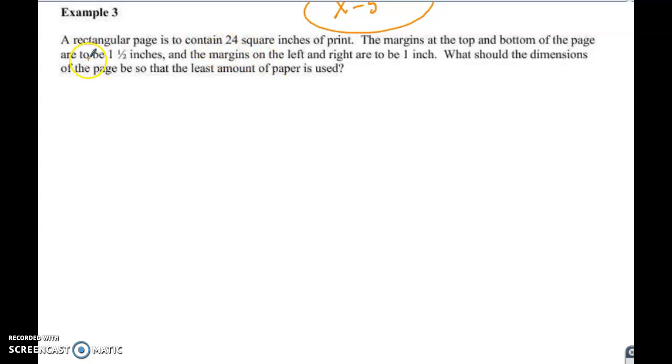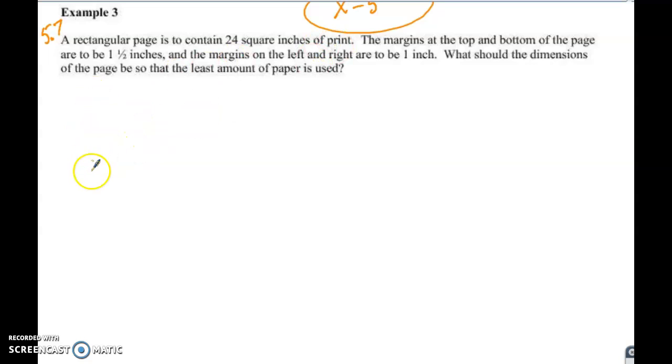So we're continuing optimization, and what we need to make sure that we do is come up with our own equations. Okay, so pay close attention to example 3. We have 24 square inches of print.